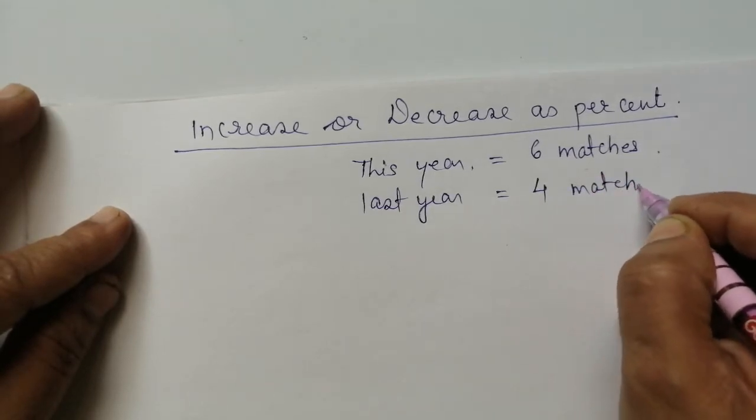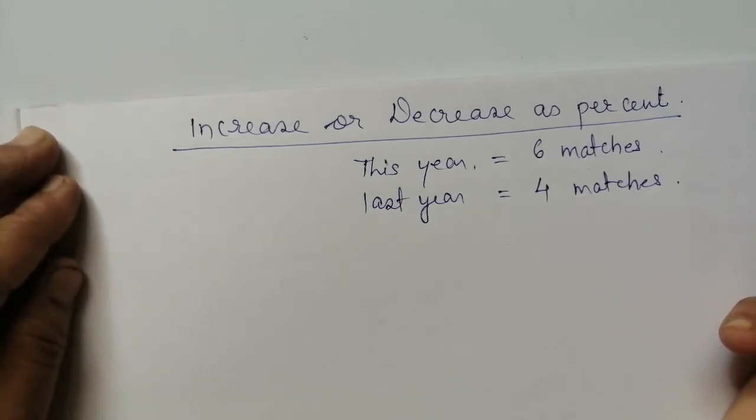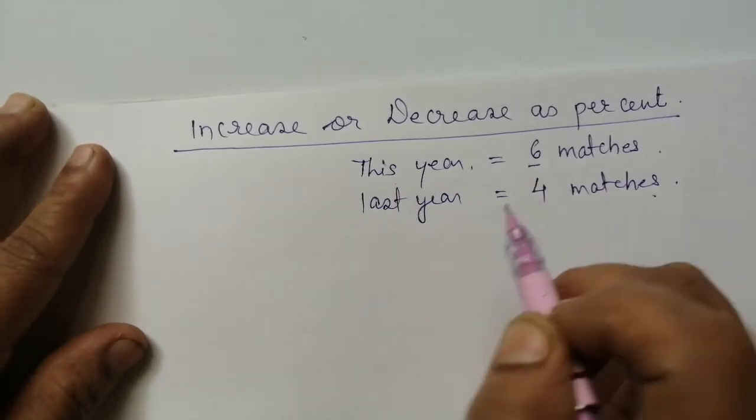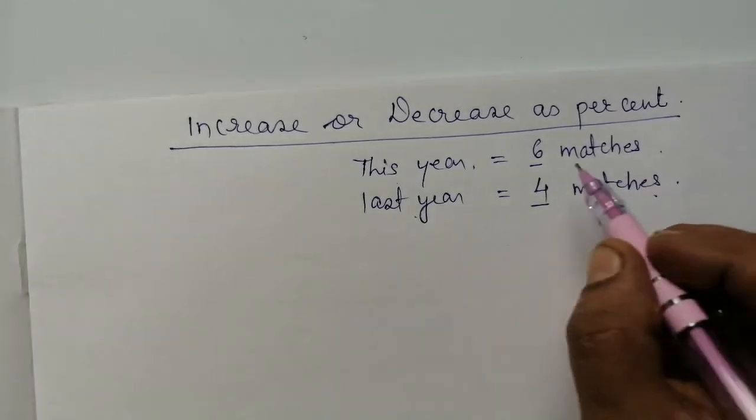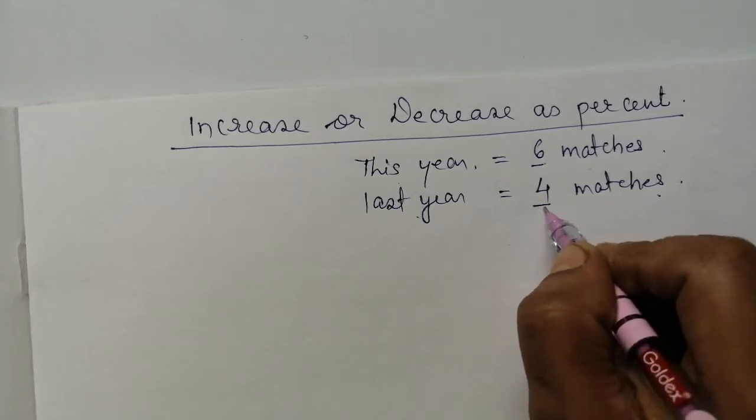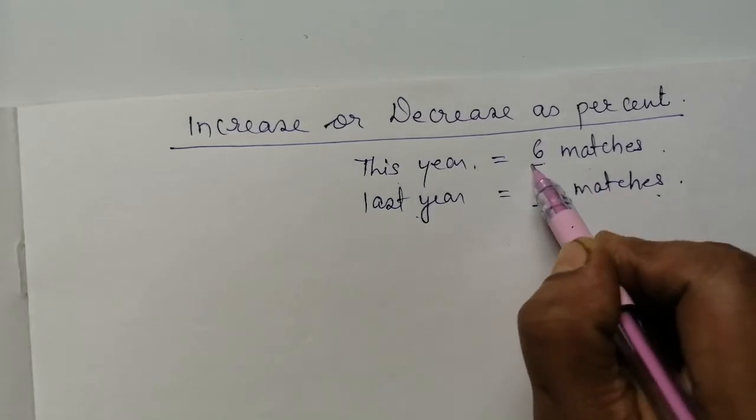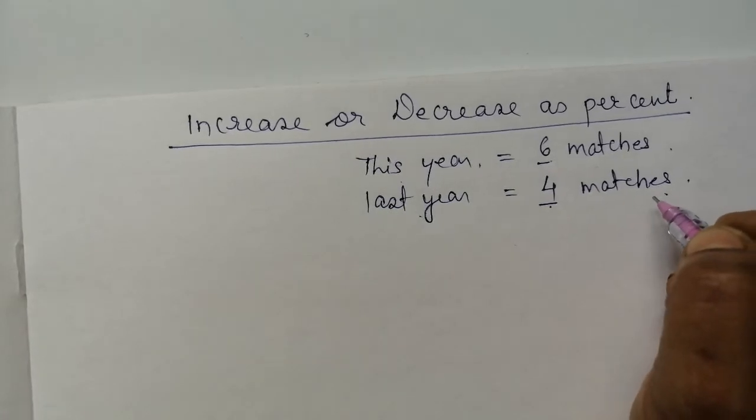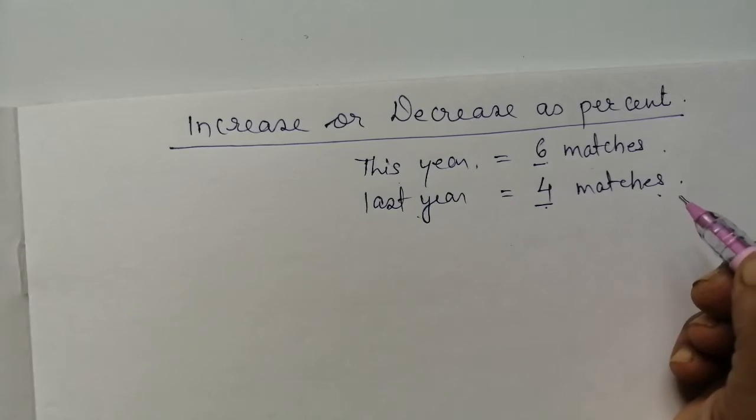Now you are asked to find the percent increase in the matches. This year they won 6 matches and last year they won 4 matches. If we calculate number-wise, we can say that this year they won 2 matches more. But here we have to find out what percent of the matches increased.